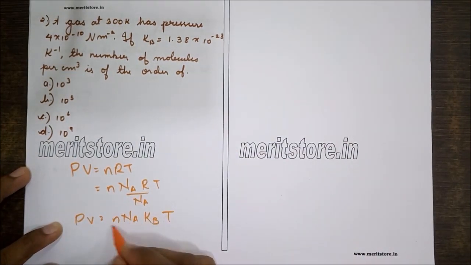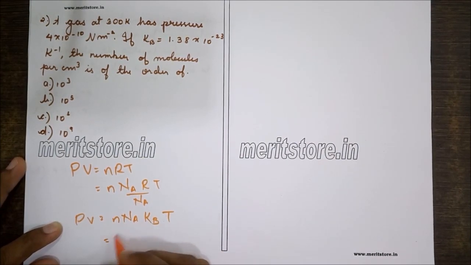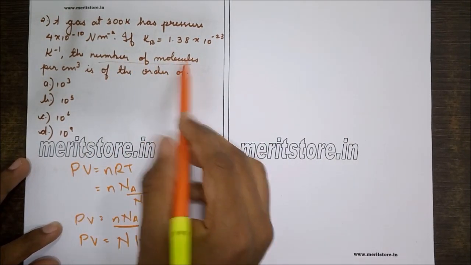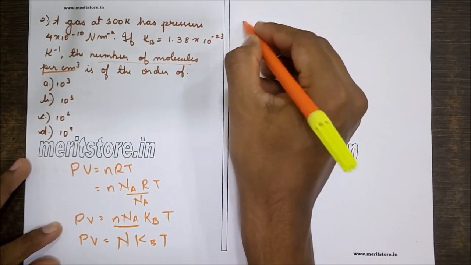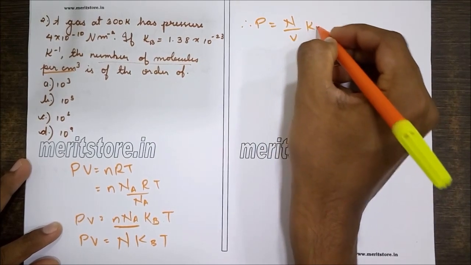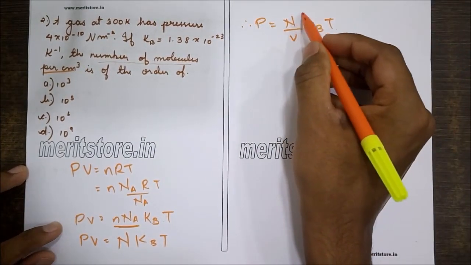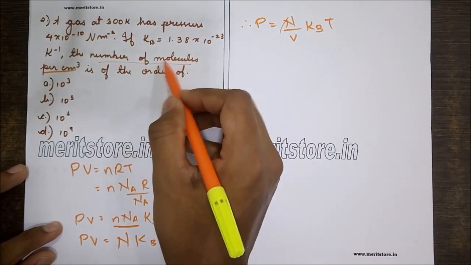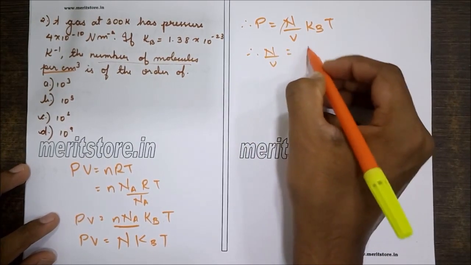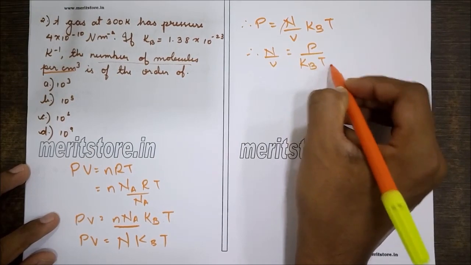Now the number of moles into Avogadro's number, that is the number of molecules in each mole, this total term gives us the total number of molecules in the gas, so PV equals N times Kb into T. Since they've asked the number of molecules per centimeter cube, we need to divide by the volume. So P equals N upon V times Kb into T. We need to find this term N upon V, the number of molecules per centimeter cube. Therefore N upon V is nothing but P upon Kb times T.